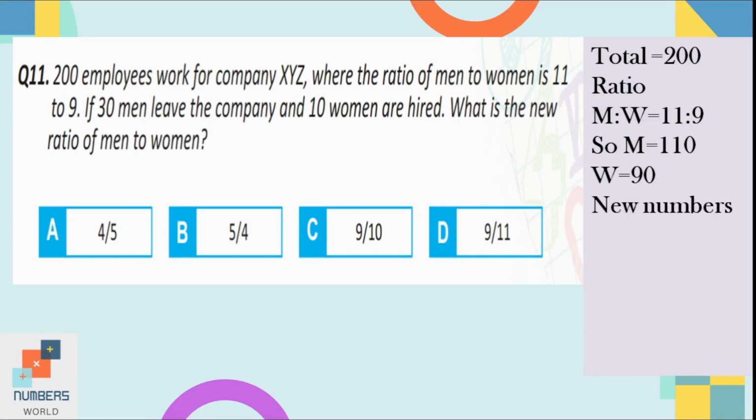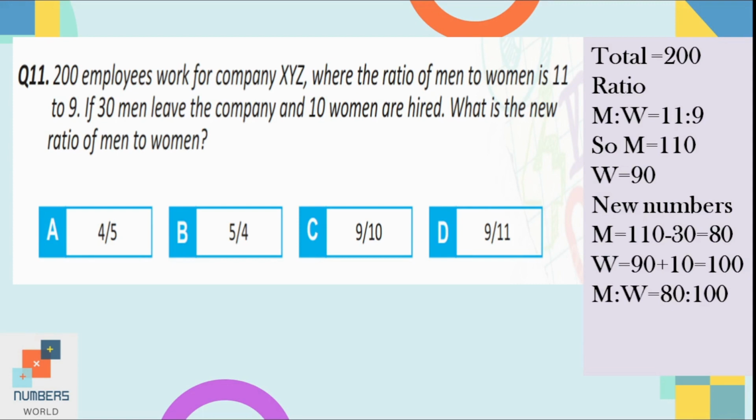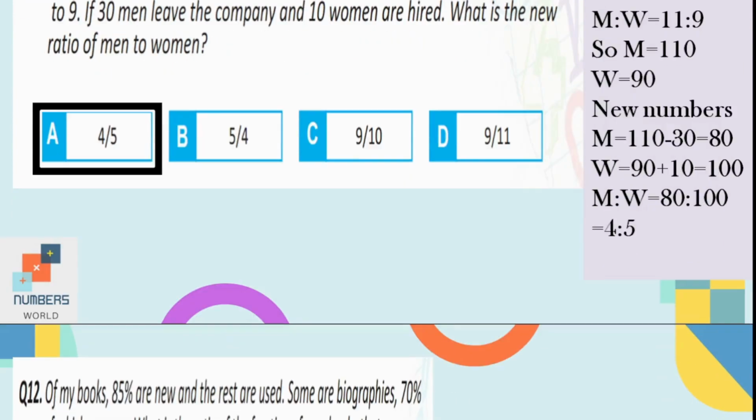As 30 men left the company, the remaining number of men is 80, and 10 women are hired, so the total number of women is 100 now. Now let's calculate the ratio of men to women, that is 80 ratio 100. To simplify the ratio, we will divide it by 20, and that is equal to 4 ratio 5. So we can say the new ratio of men to women is 4 ratio 5. That can be written as 4 by 5 as well. So option A is our correct option.